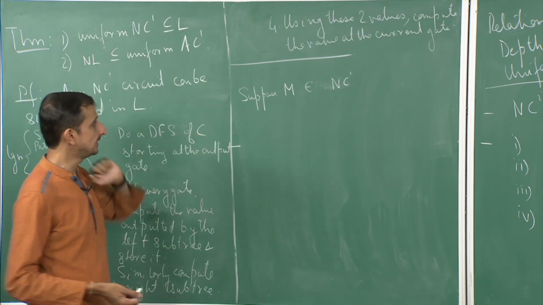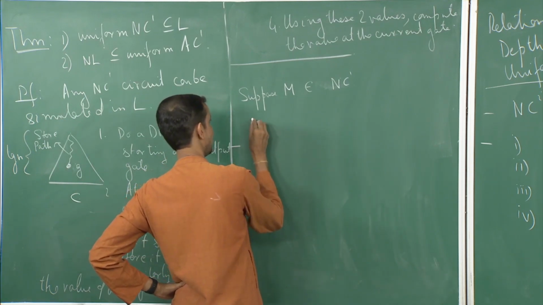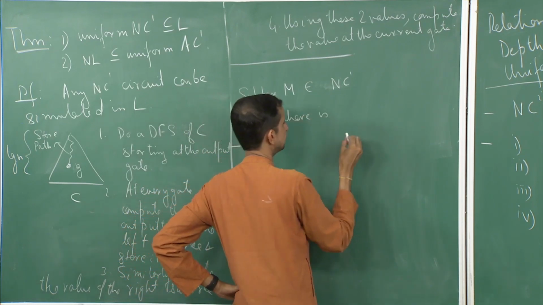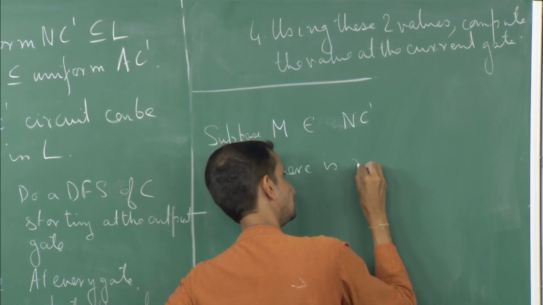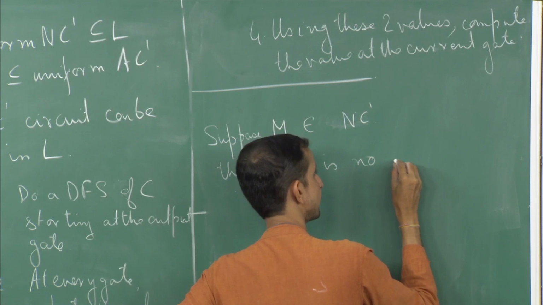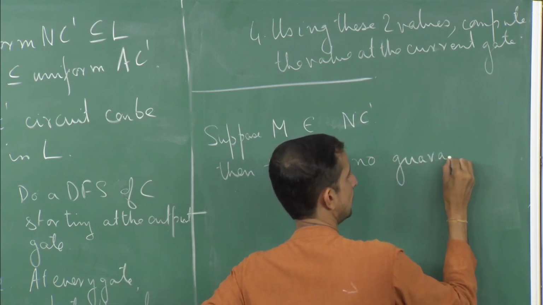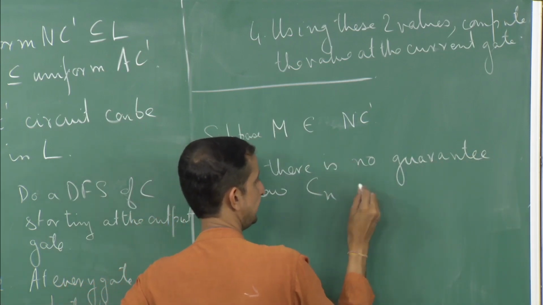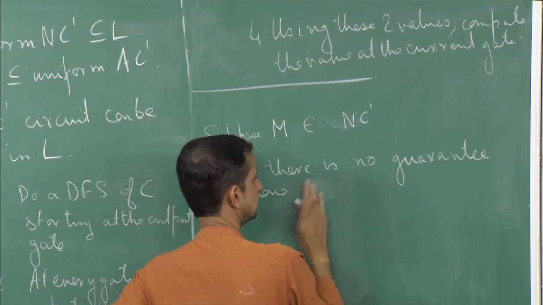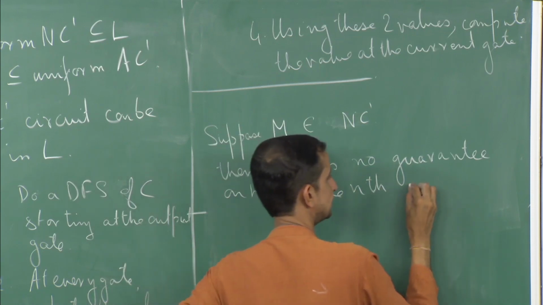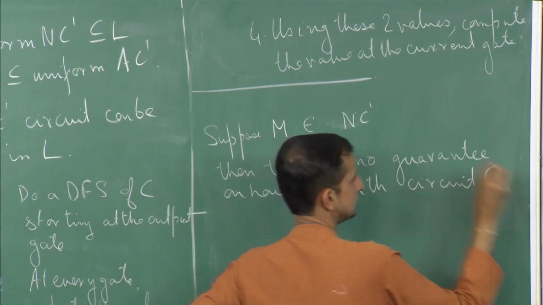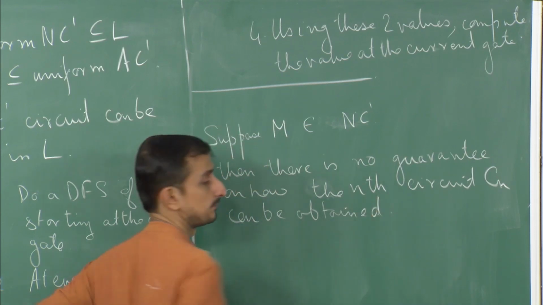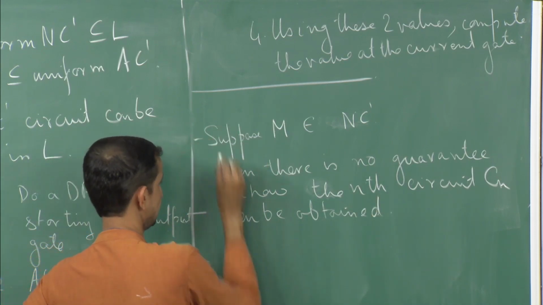Now, suppose M is in NC1, then there is no guarantee on how the nth circuit Cn can be obtained. Okay.